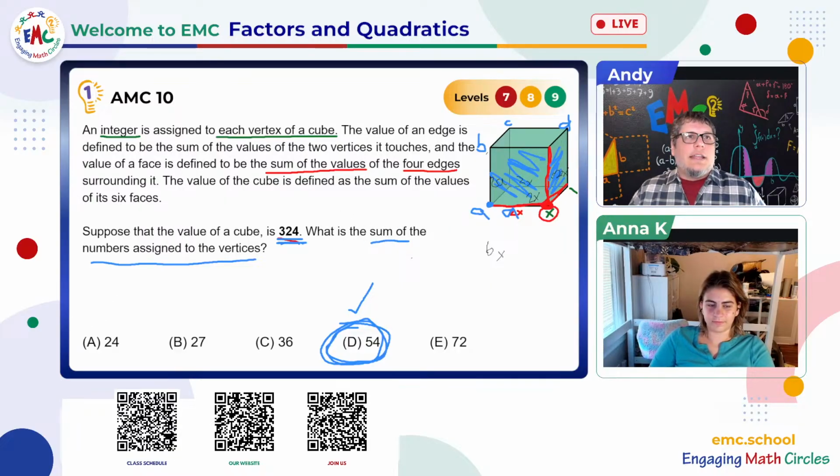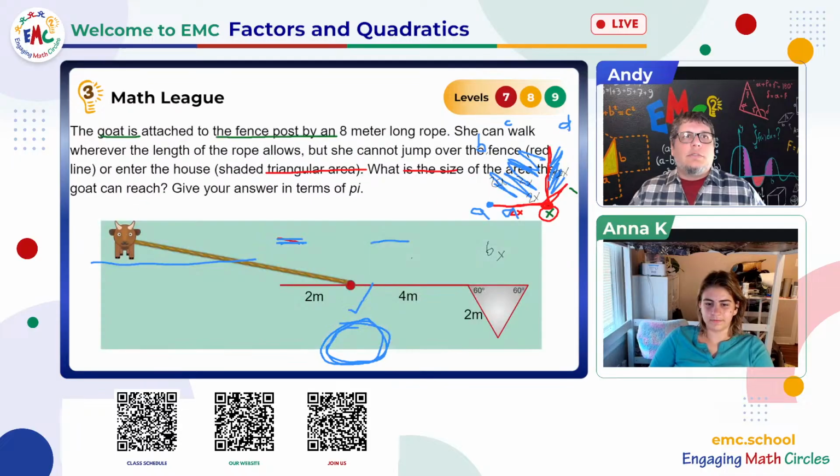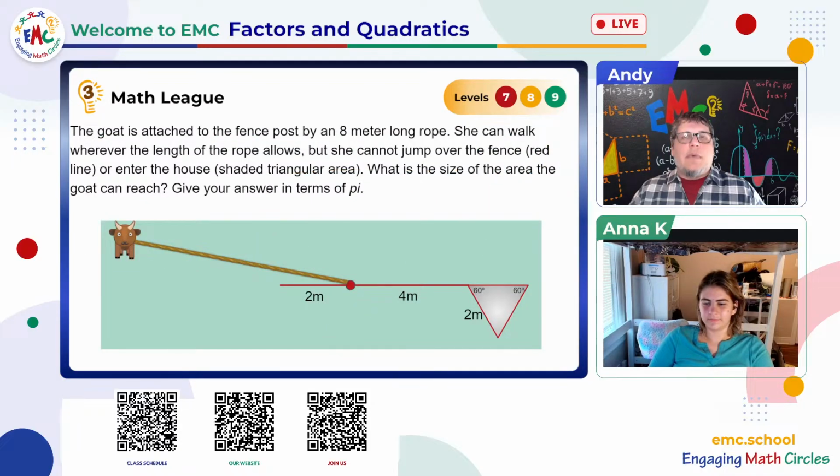Okay, I like this one. It's a tougher one. Inspired by Math League. A goat is attached to a fence post by an 8-meter long rope. She can walk wherever the length of the rope allows, but she cannot jump over the fence, the red line, or enter the house, the triangle. What is the size of the area the goat can reach? Give your answers in terms of pi.